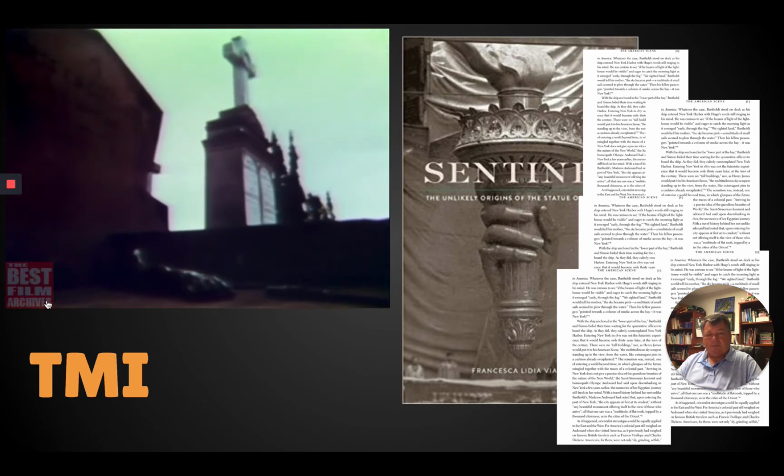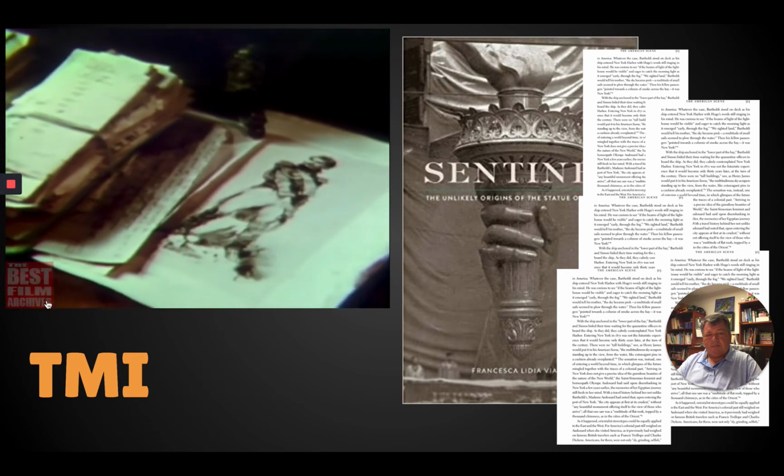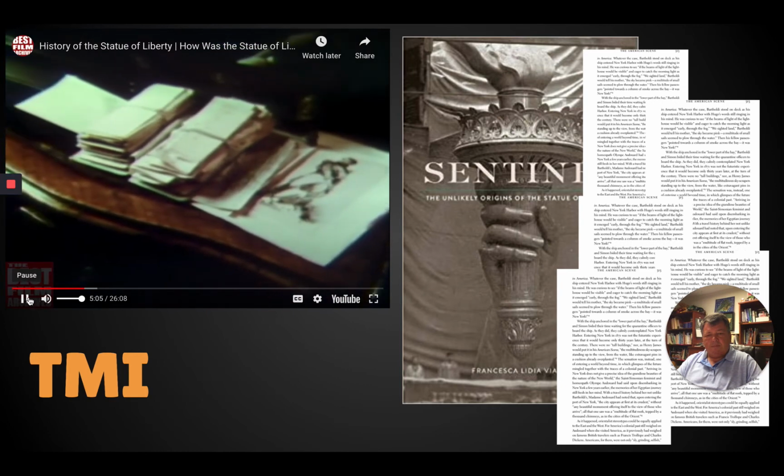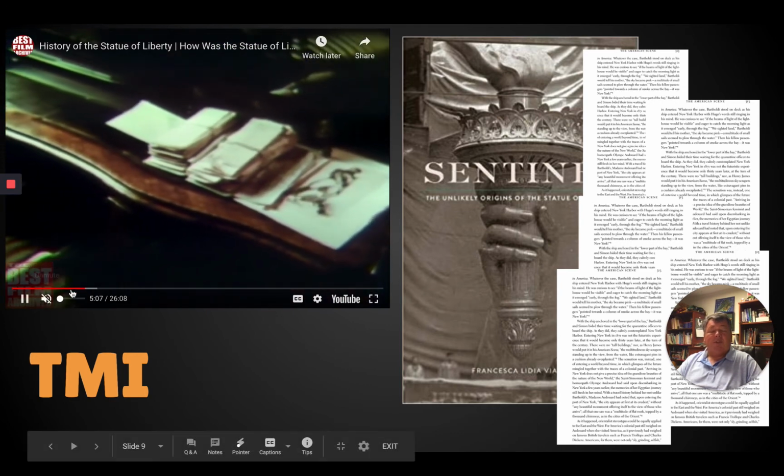But Bertoldi did not begin his artistic career as a sculptor. At an early age, he moved to Paris, and there he began to study painting. Yeah, well, you get the idea.